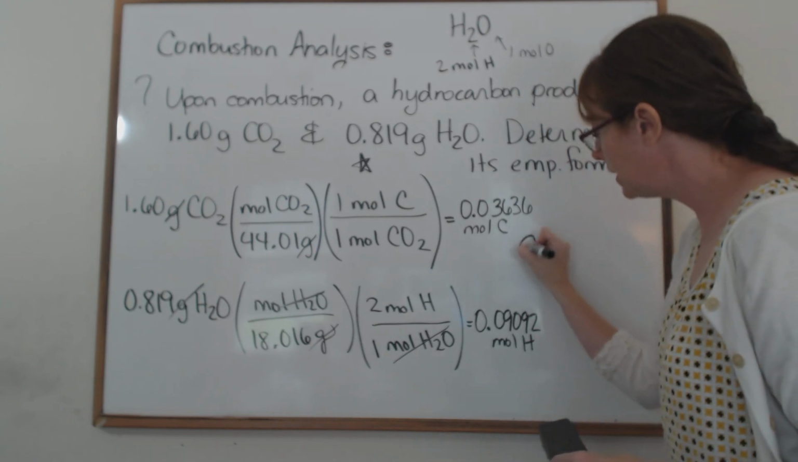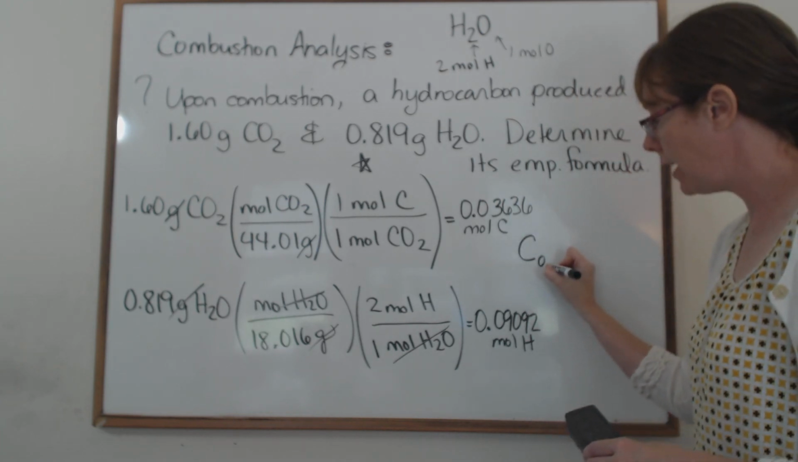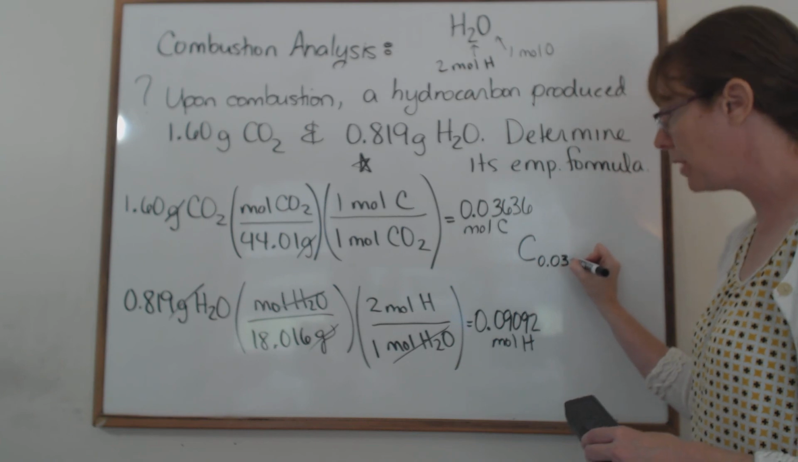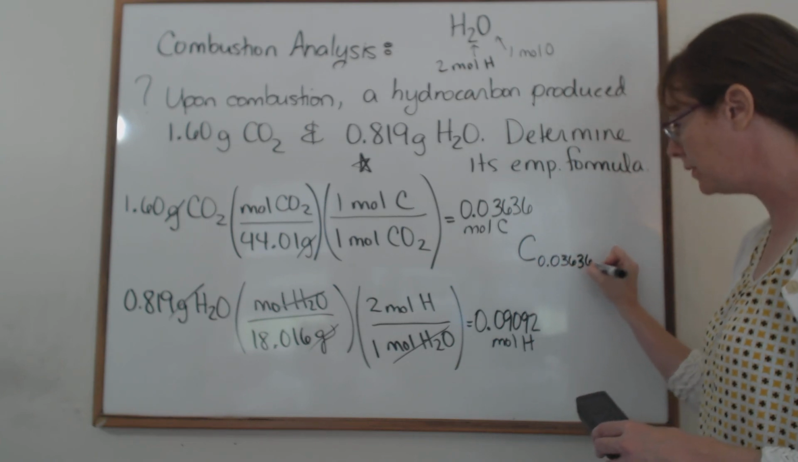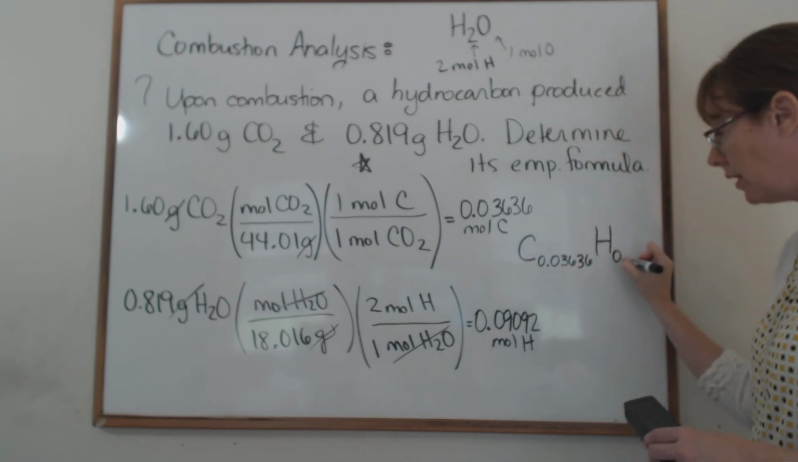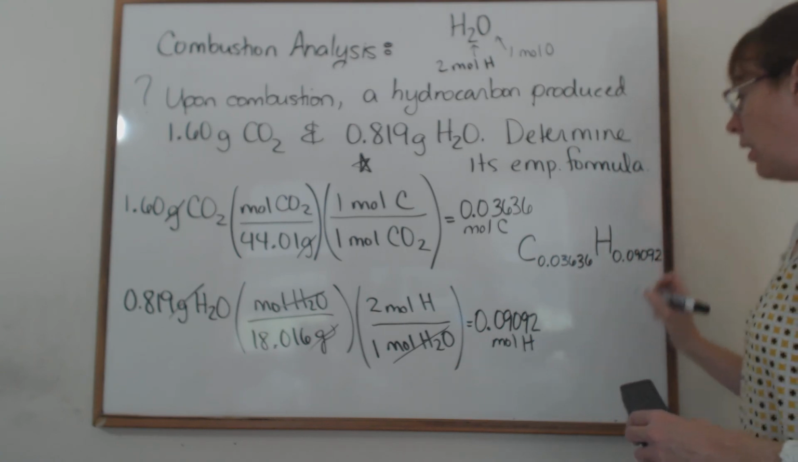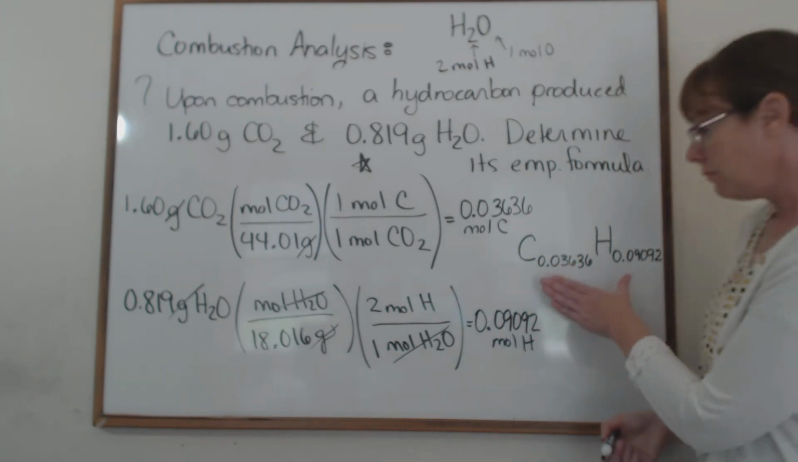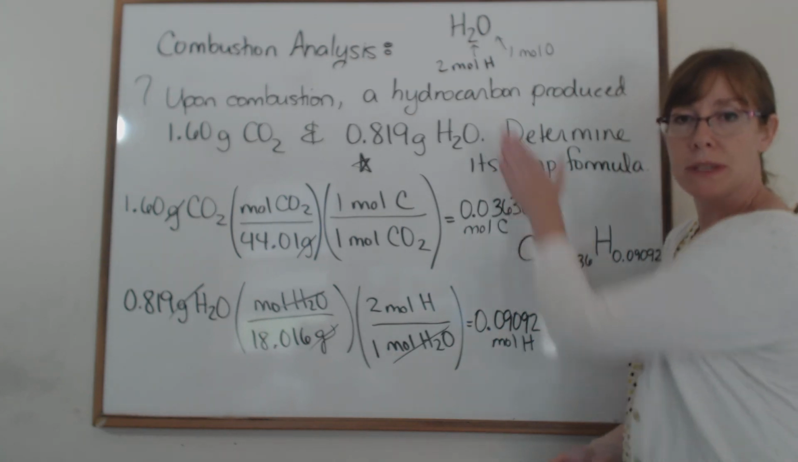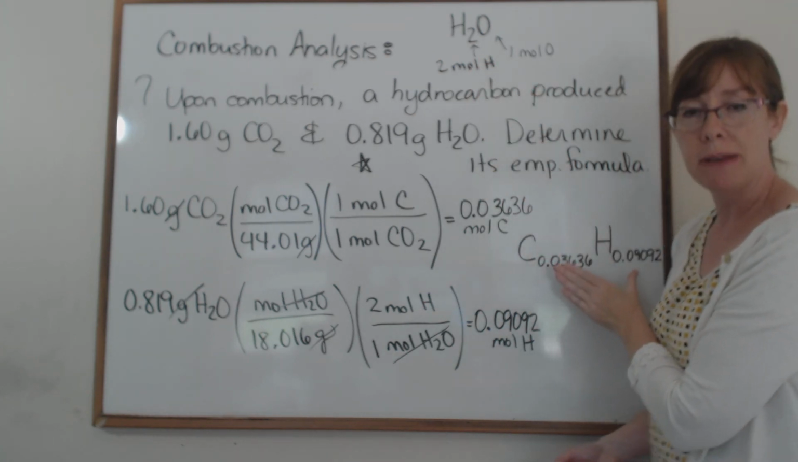All right, so now that you have these numbers, we are ready to write them into our empirical formula. So C, and let's go ahead and write this. This is the moles. Remember how this represents the number of moles. And then H, 0.09092. Now, we're almost done. Clearly, empirical subscripts can never be decimals, okay? They have to be whole numbers.